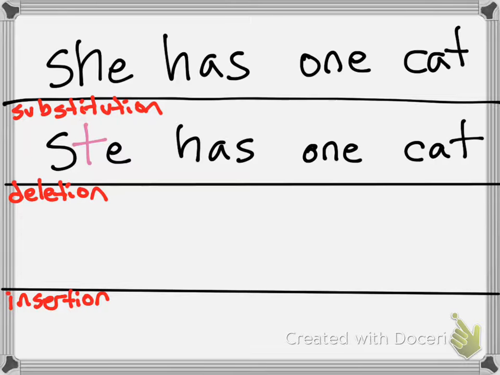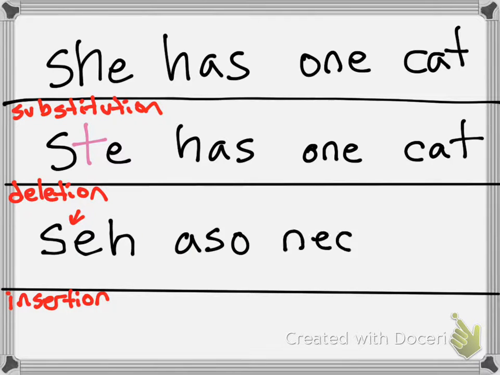Let's look at deletion. In this case, I am going to delete that H that's right there. And instead, I'm going to be left with this. Can I read that as easily? No, I have no idea what that sentence is saying.